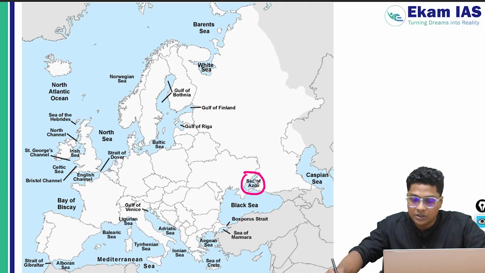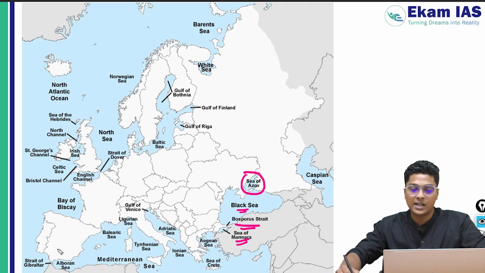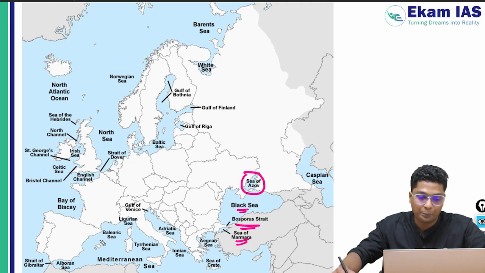So the Sea of Azov is connected with the Black Sea through the Strait of Kerch, and the Black Sea is connected with the Sea of Marmara through the Bosporus Strait, and from there the Sea of Marmara is bordering the Aegean Sea, and thereby the Aegean Sea is open to the Mediterranean. So in this region we have a lot of water bodies, predominantly the Mediterranean Sea. These nations, remember.